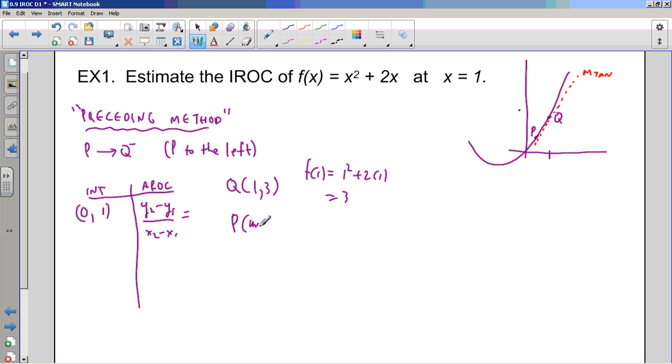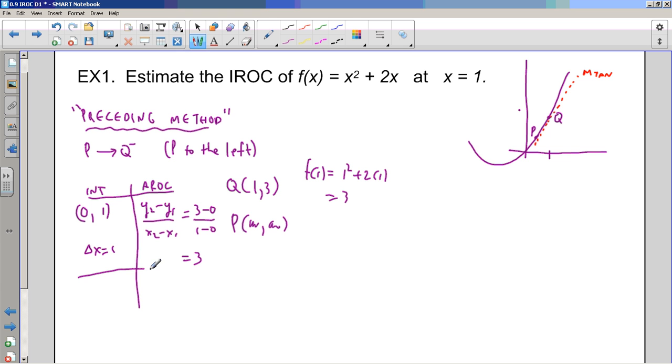So I'm actually not going to put P in here, because P is changing all the time. But in this case, it's 0 and f at 0, which is, well, 0. So I'm going to have 3 minus 0 over 1 minus 0. This IROC is 3. So notice this isn't a very good estimate of the instantaneous rate of change, because P is pretty far away from Q, right? So my first average rate of change, my estimate for the IROC, is 3, but I know it's not very good because my delta x is 1 unit.